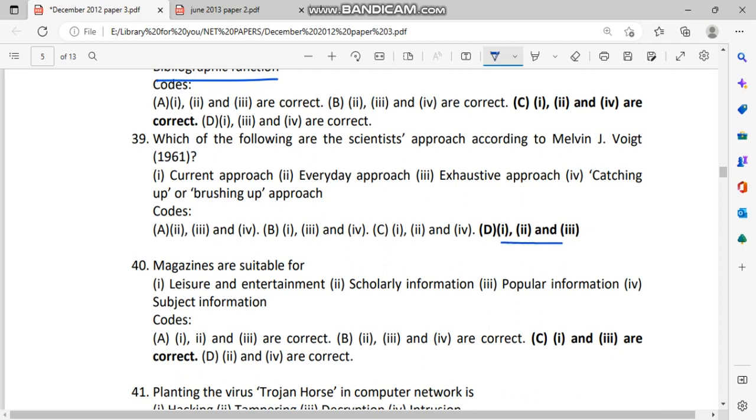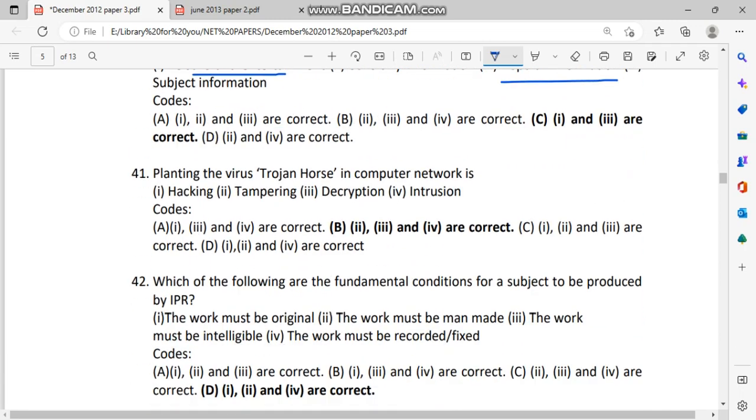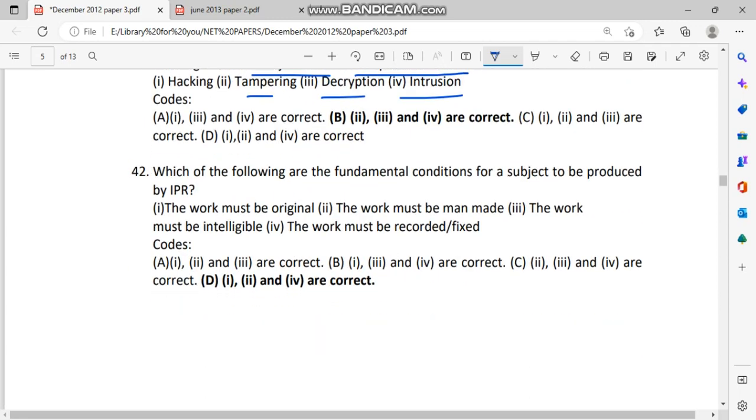That is current approach, everyday approach and exhaustive approach. Magazines are suitable for the leisure and entertainment and popular information. Planting the virus Trojan horse in a computer network is tampering, destruction and intrusion.